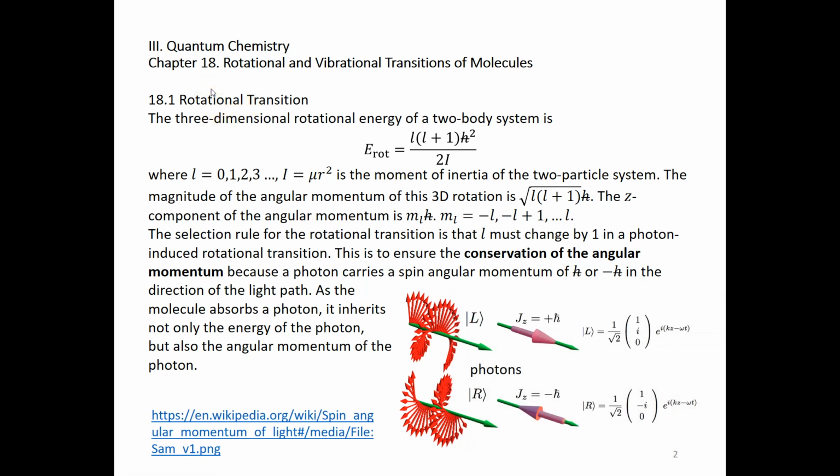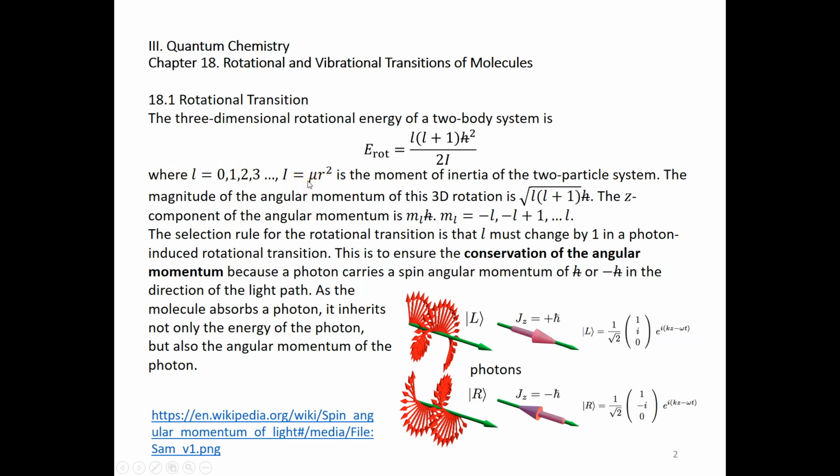Chapter 18. Rotational and Vibrational Transitions of Molecules. Section 18.1. Rotational Transition. The three-dimensional rotational energy of a two-body system is L times (L plus 1) times h bar squared over 2I. L is the rotational quantum number. L can be 0, 1, 2, 3, 4, etc.